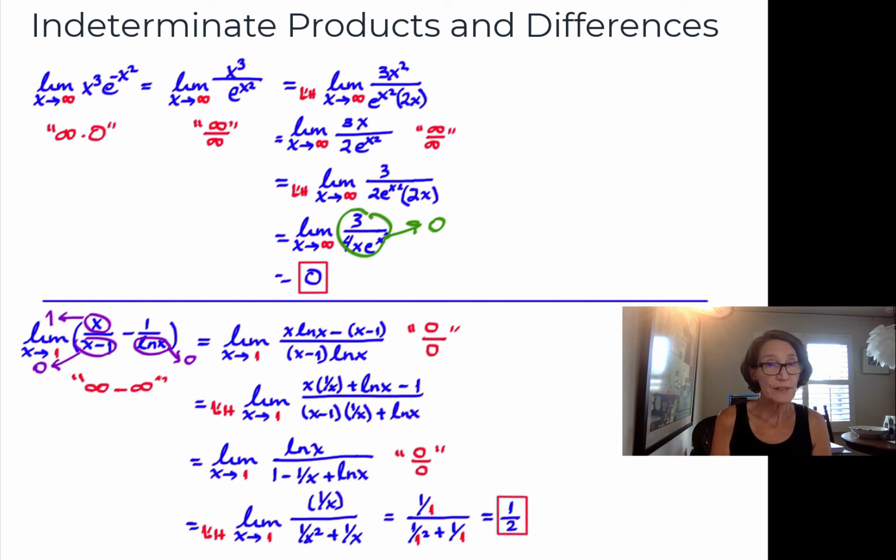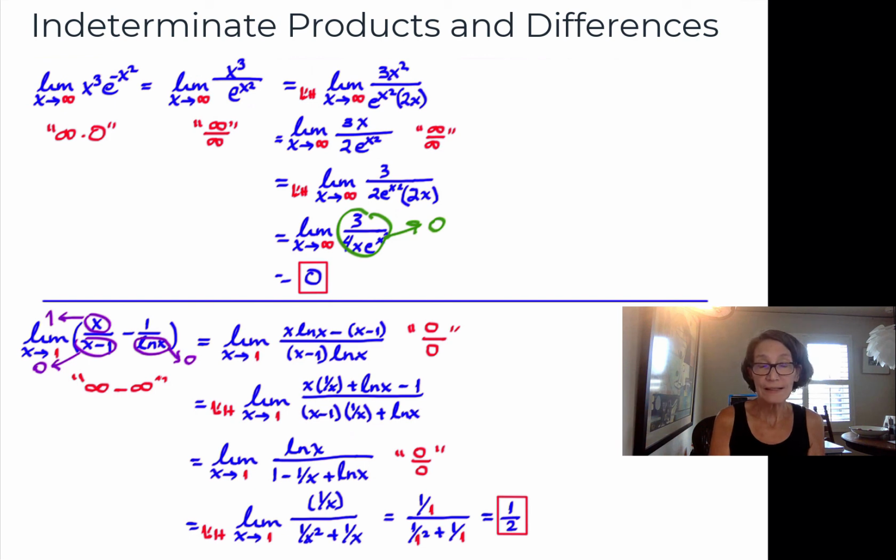All right, so we've seen that L'Hopital's rule only applies to indeterminate quotients of type 0 over 0 or infinity over infinity. But we can get indeterminate products, infinity times 0. We can turn those into indeterminate quotients, and also indeterminate differences, infinity minus infinity. Those can be turned into quotients as well. We can get those into a 0 over 0 or an infinity over infinity indeterminate form. And then once we do that, we can apply L'Hopital's rule and compute the limit.